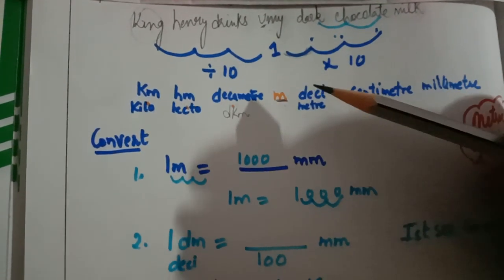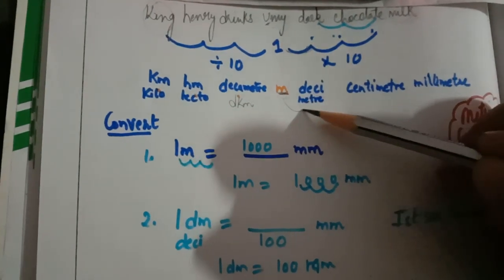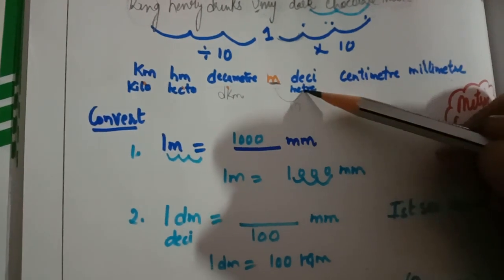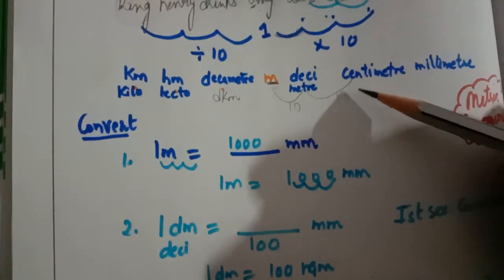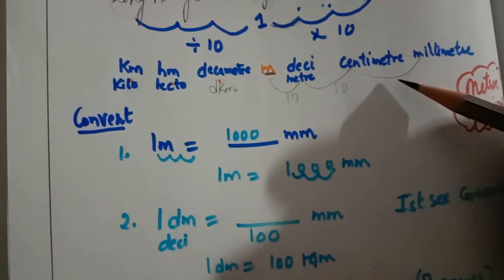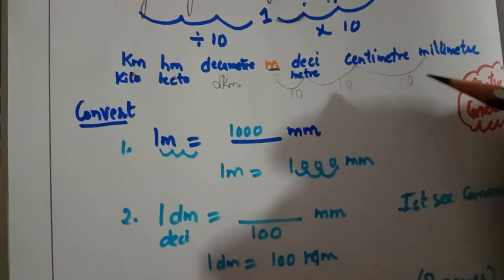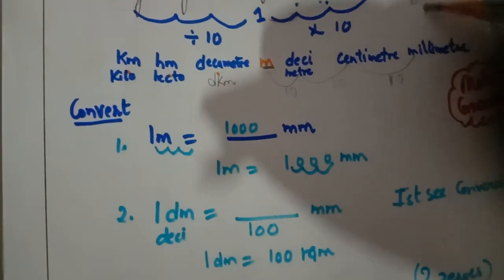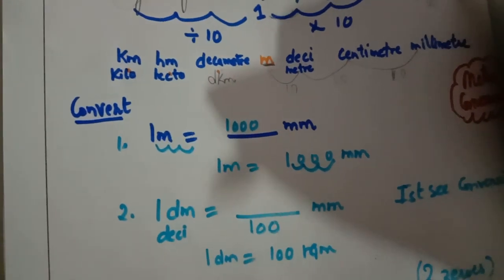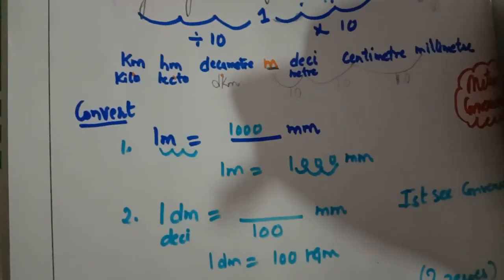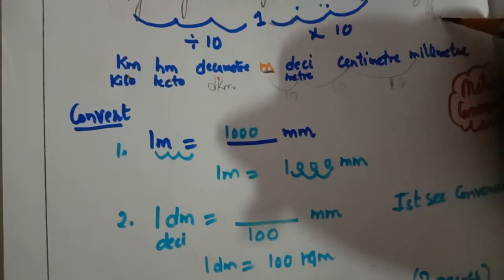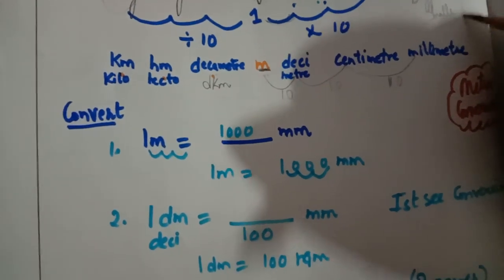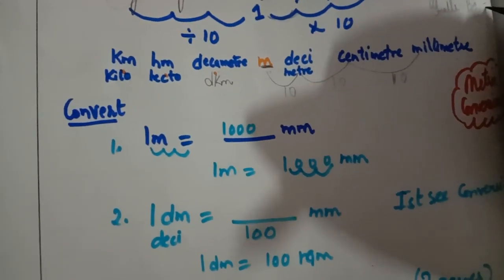And each one place represents a factor of 10. For example, when you're going from meter to decimeter, this is a factor of 10 and another one is a factor of 10. So each place represents 10. And you have to remember these two concepts only. When we go from bigger to smaller, then you have to multiply, and when we go from smaller to bigger, then you have to divide.